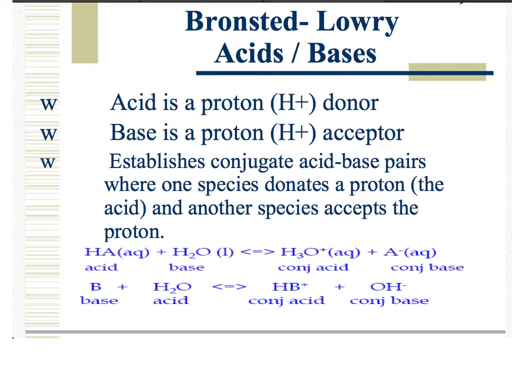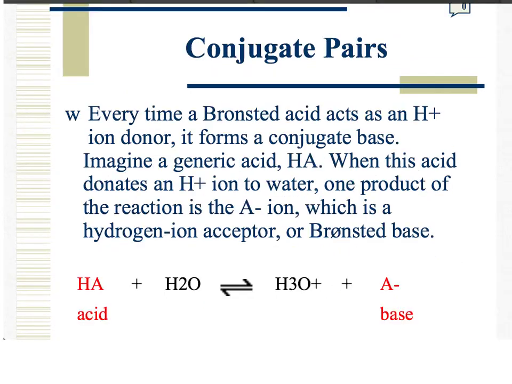And so, as you see down here, you'll see examples where you have an acid and a base making a conjugate acid and a conjugate base, or here in the second one, you've got a base, with water acting as an acid, to make a conjugate acid and a conjugate base. Now, the big thing about these is that they will pair up, and we're going to do some examples in just a second. So every time a Bronsted acid acts as an H+ donor, it forms a conjugate base. So we always pair those things together. So this and this go together as what we call a conjugate pair.